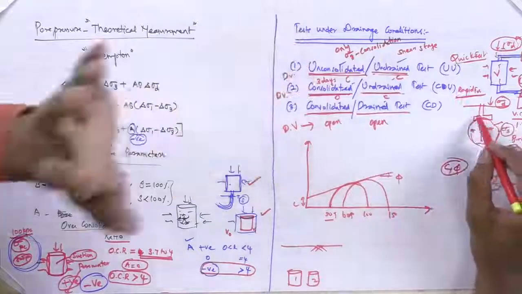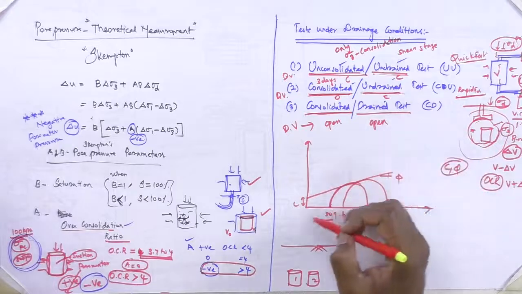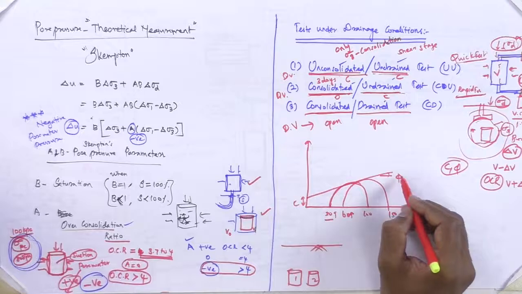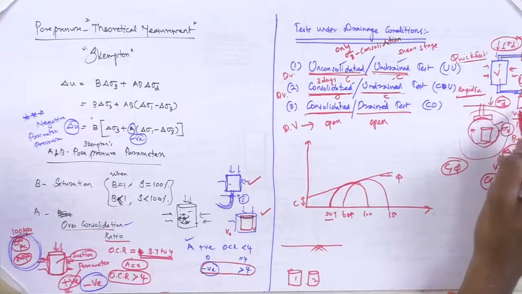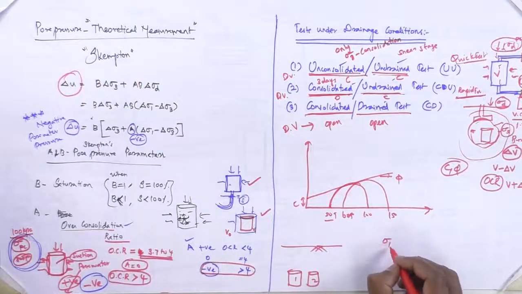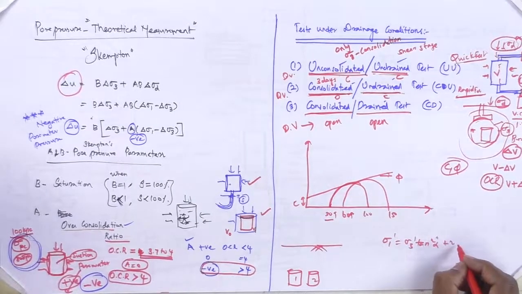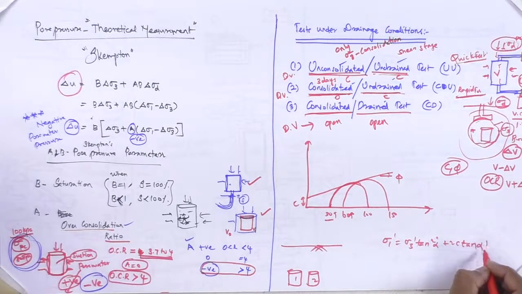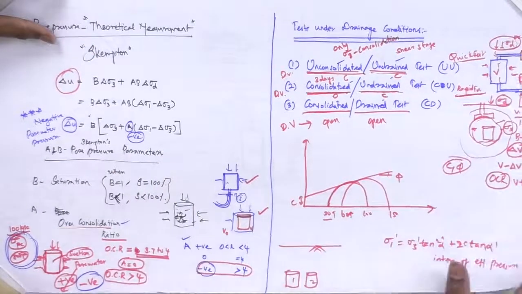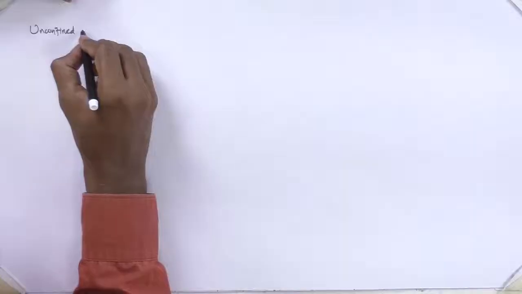As explained, it is in the foundation case. So this has separate meaning and this has separate meaning, and it has to be done. So you get different curves like this. Finally you get C dash, C and phi. Once you have the pore water pressure, that is del U, then sigma 1 dash equals sigma 3 dash tan square alpha plus 2C tan alpha, in terms of effective pressure. So these are the concepts related to the triaxial shear test.